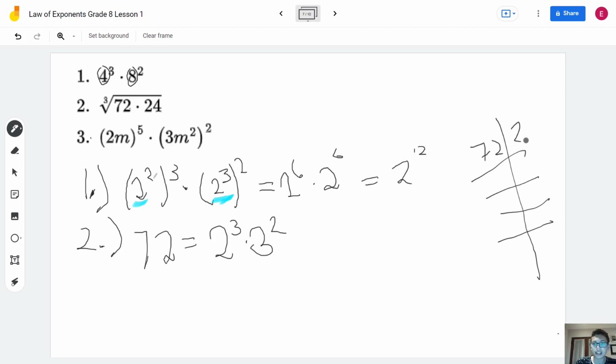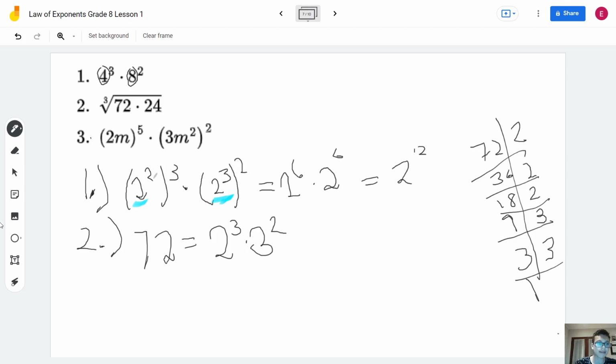So now you say 72 divided by 2 is 36. What goes into 36? 2. 36 divided by 2 is 18. What goes into 18? 2. 18 divided by 2 is 9. What goes into 9? 2 doesn't go into 9. Let's look at 3. 3 goes into 9. That's 3. And you can do that until you get to 1.